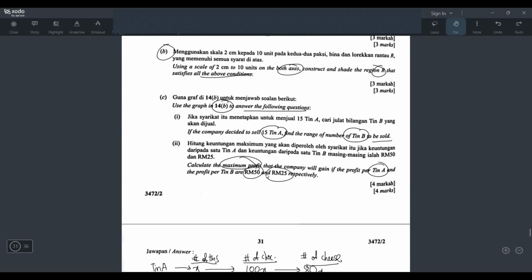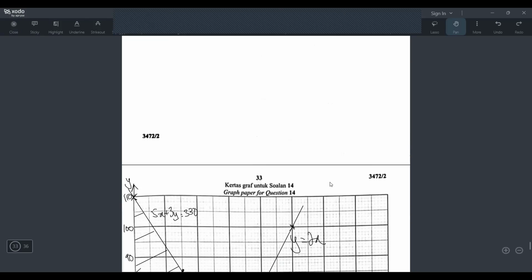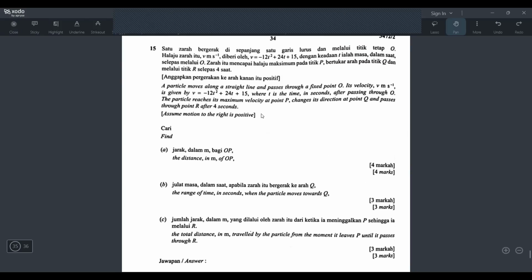Okay, so this is worth 10 marks. It's a 10 marks question. So that's your section C done already. Okay, number 15 is kinematics. I will not do it. All right. Okay, that's just how it is. All my paper 2 videos, I never did the kinematic question.